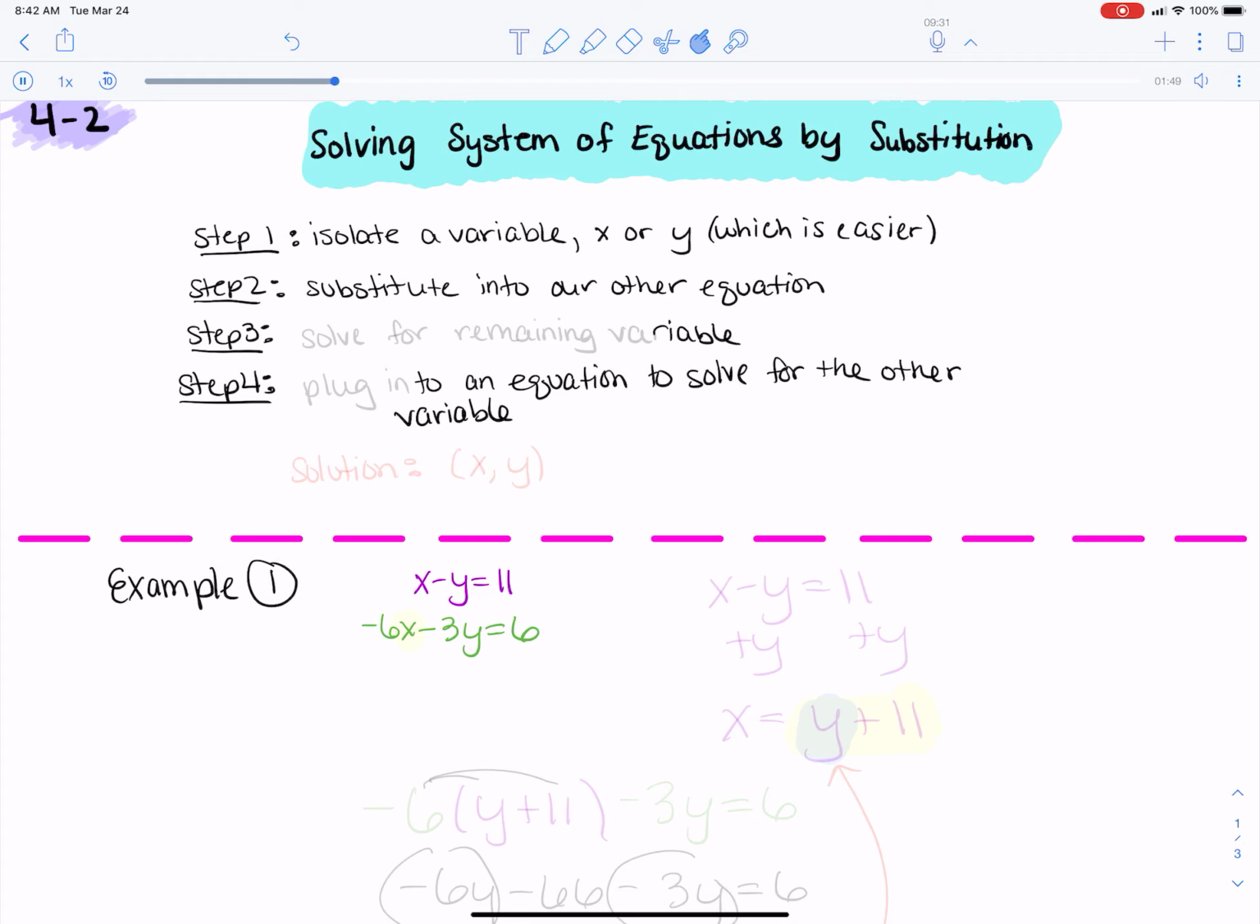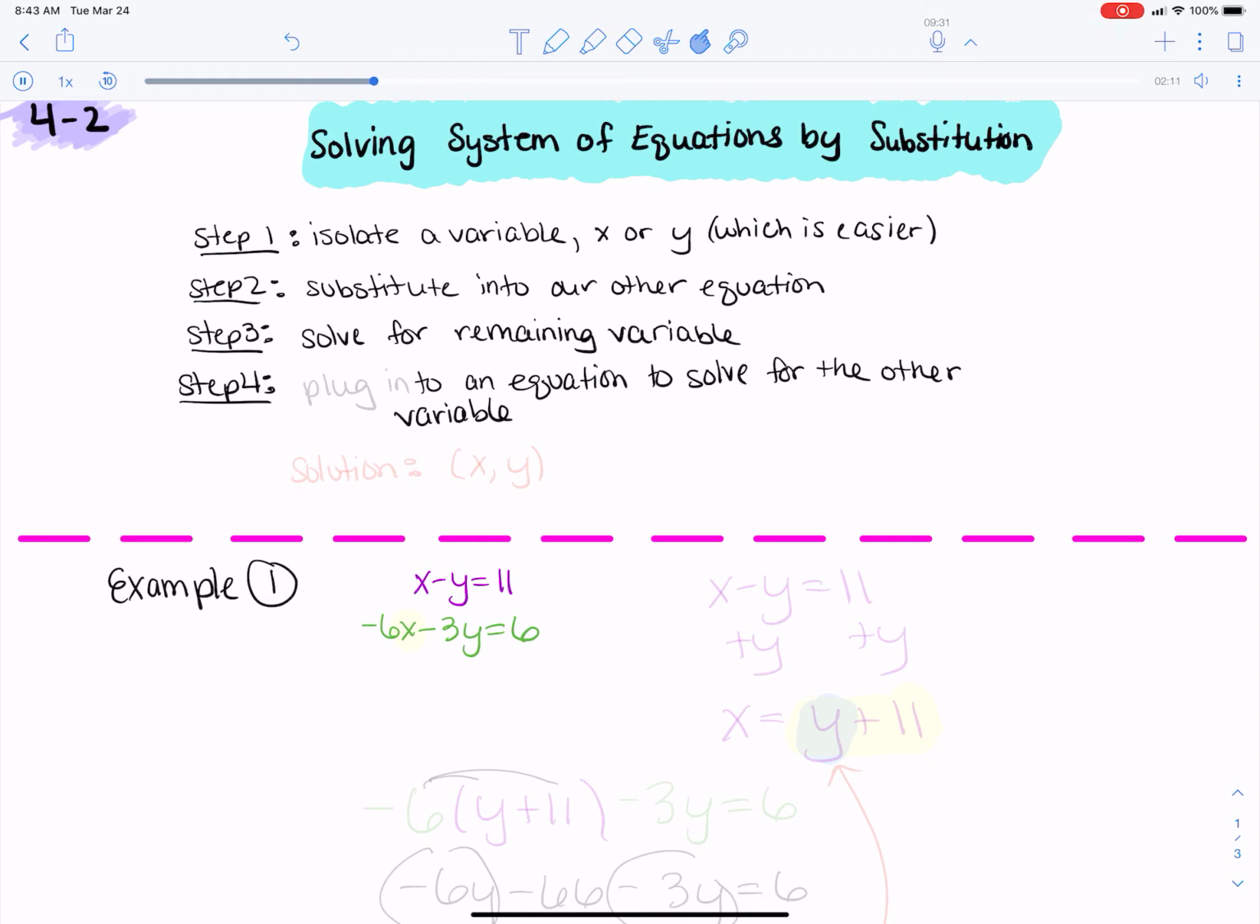All right, step 3, we're going to solve for the remaining variable. Now I say remaining because when we get to step 3, we're getting rid of either our x or our y. We'll only have one variable to solve for. So we're going to solve for the remaining variable.